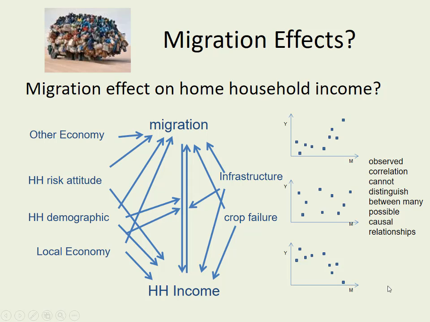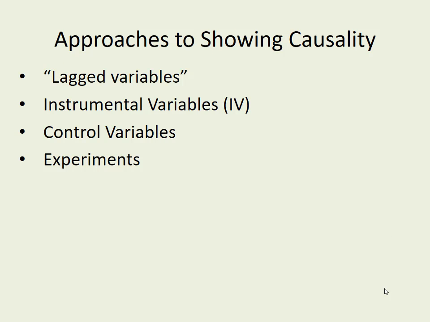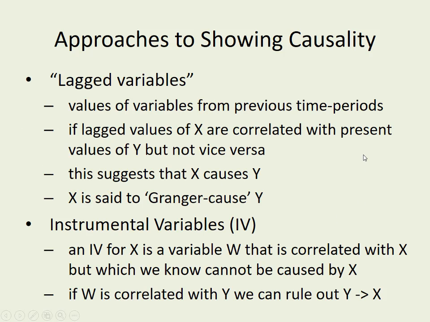So the even worse news is that as well as joint causality, you can have multiple known or unknown variables. So it's really tough to map it out. So approaches then. What have people done to try and sort this out as well? I'll go through a couple of those. There's lagged variables, and there's instrumental variables, and there's some others like control variables and experiments. So let's just look at a couple of those.